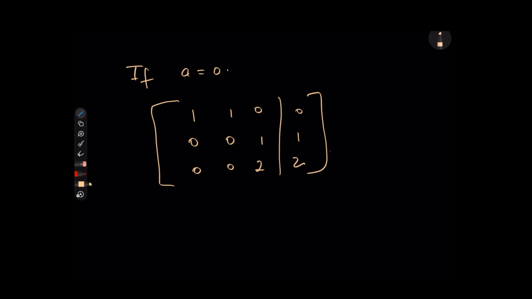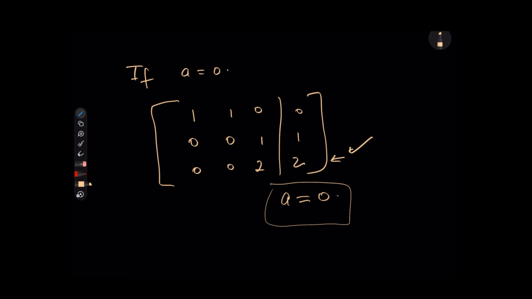Now, if I take the last row and I subtract it from 2 times the second row, I'll get all zeros here, which is fine. This is exactly what I want here. So therefore, the condition on a for part 3 is that a has to be equal to 0. Okay, so this is the answer for part 3.